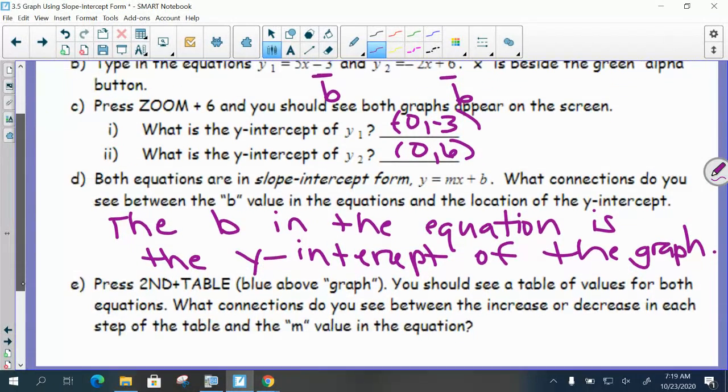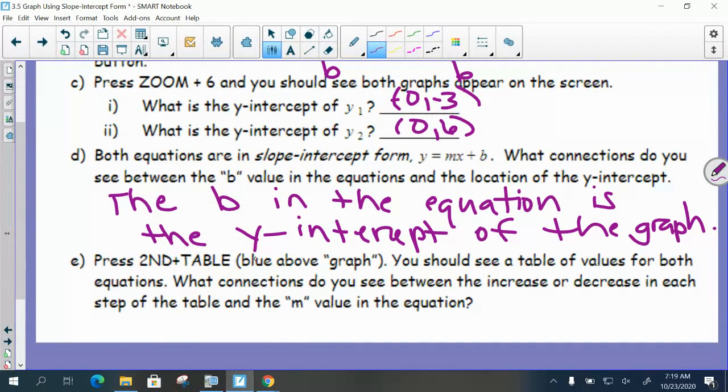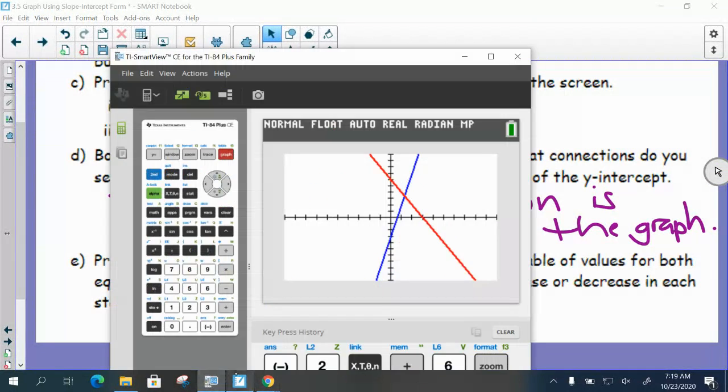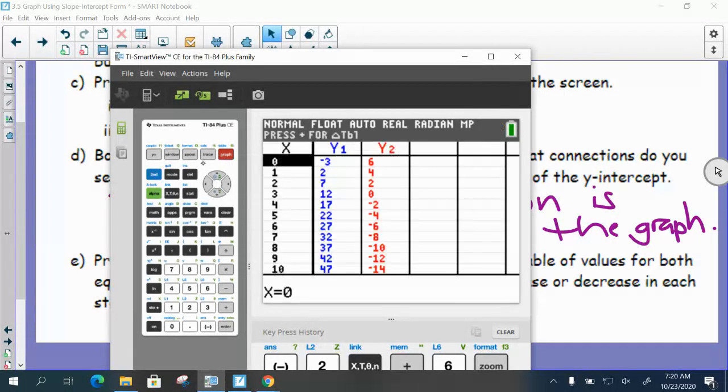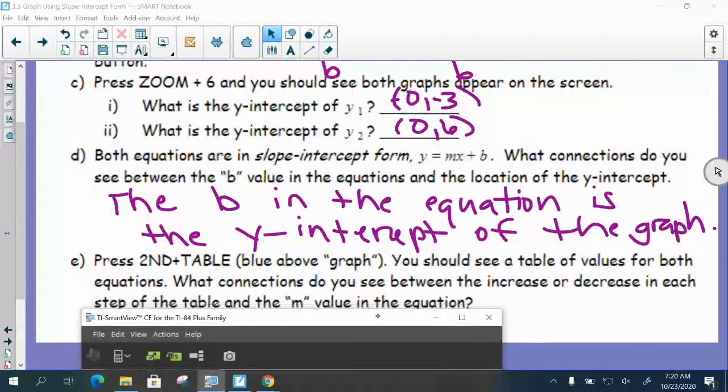All right, so next, we're going to press second table. So it's the blue above graph. So go back to your calculator, press second. So this is the blue button, and then table. So table is this button here. So we press second graph to get to the table. Okay, so now your calculator should start at 0, and then you'll see all of the table for the y1 and the y2.